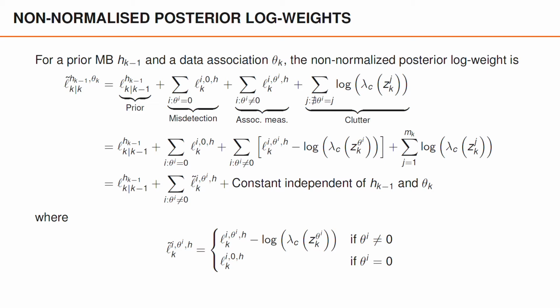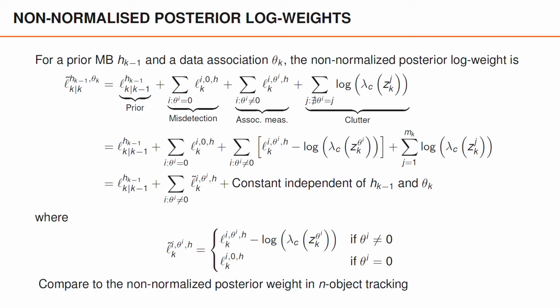As mentioned before, these log weights are then normalized using the logarithmic identity that was shown in one of the earlier videos. A good exercise is to compare this expression to the non-normalized posterior weights that we derived in n-object tracking. One of the key differences is that now we do not know the number of objects, and therefore we have probabilities of existence.